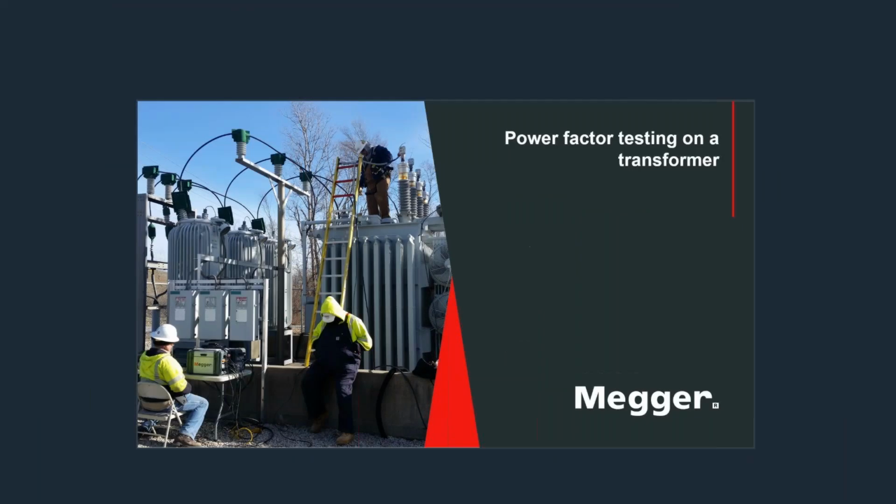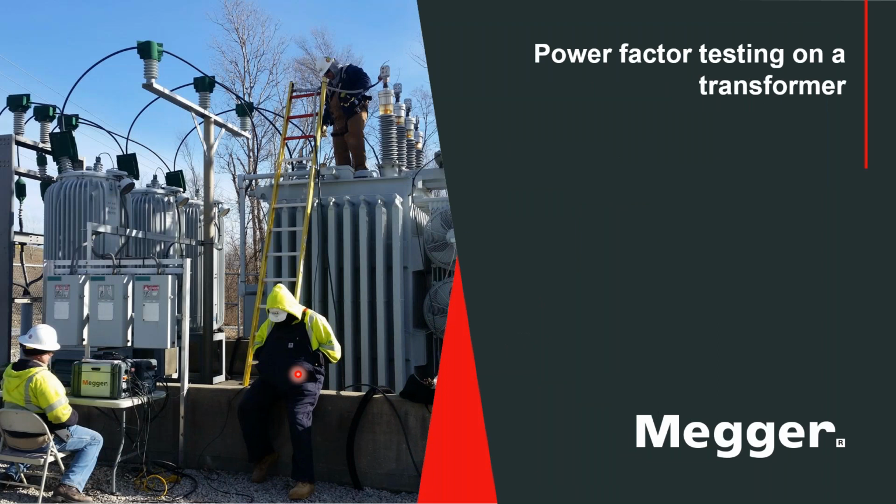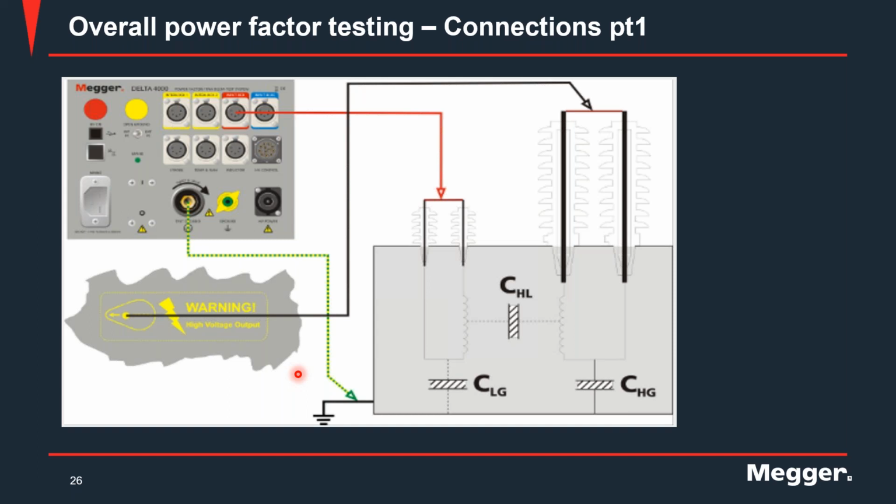So let's get into the process of power factor testing and see how these measurement modes enable us to measure the different capacitances that are present inside a transformer. We have already talked about what the transformer insulation system looks like. Here you have a two-winding transformer, and there are three capacitances here: CHL, CLG, CHG.